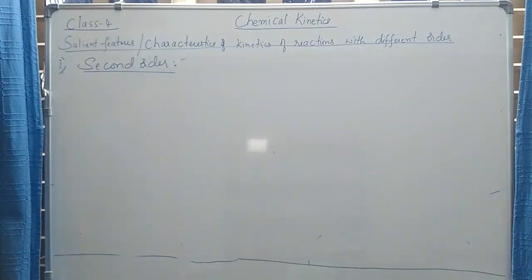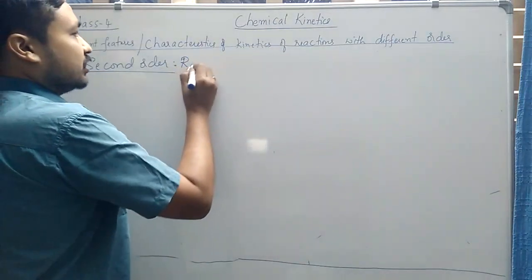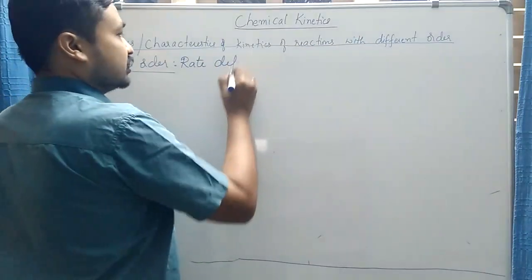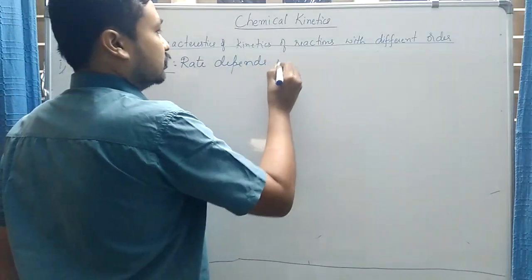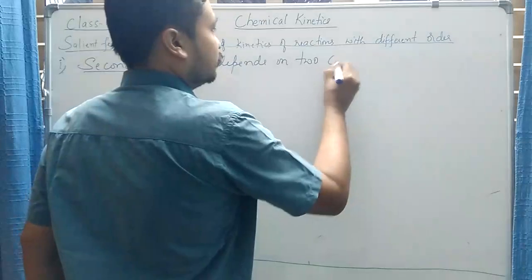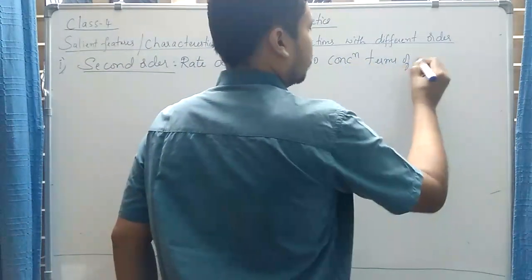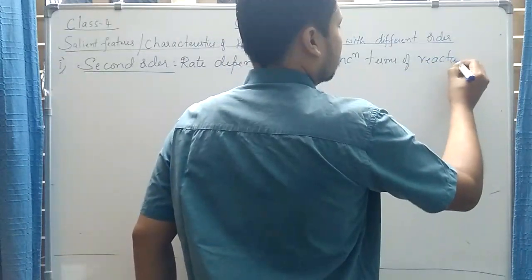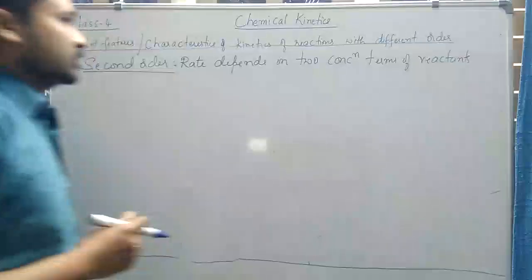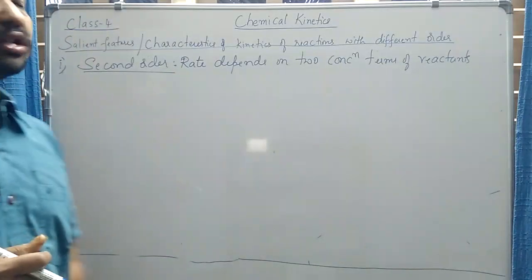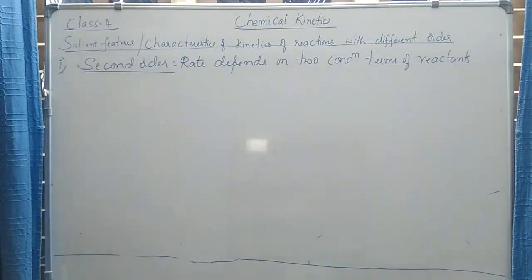What do you mean by second order reaction? Here the rate of the reaction depends on two concentration terms of reactants. Rate of the reaction depends on two concentration terms of the reactants.